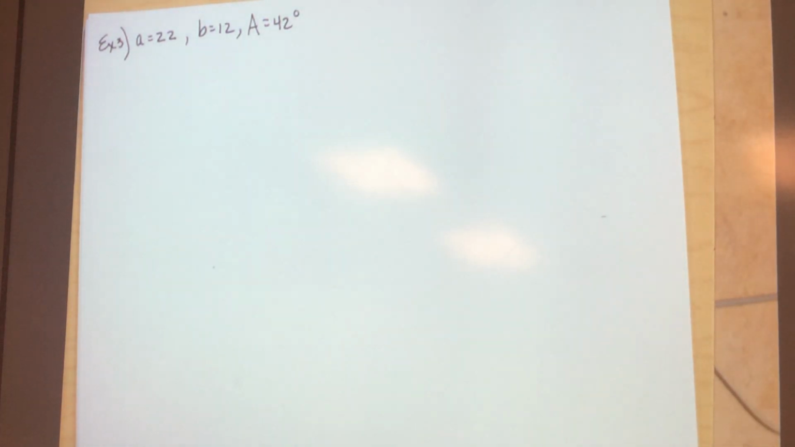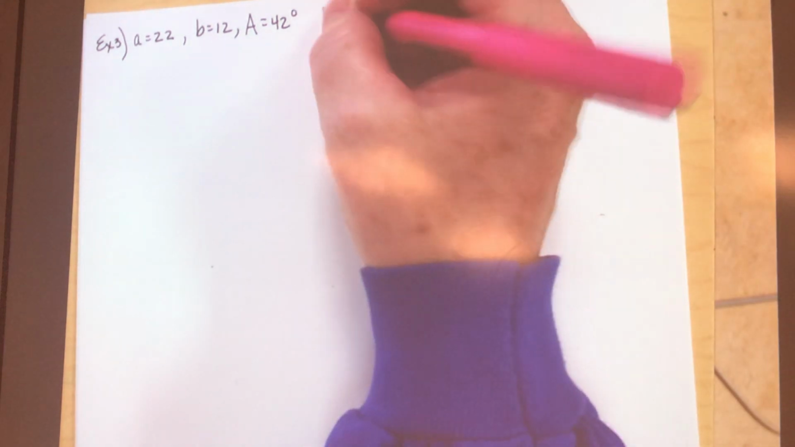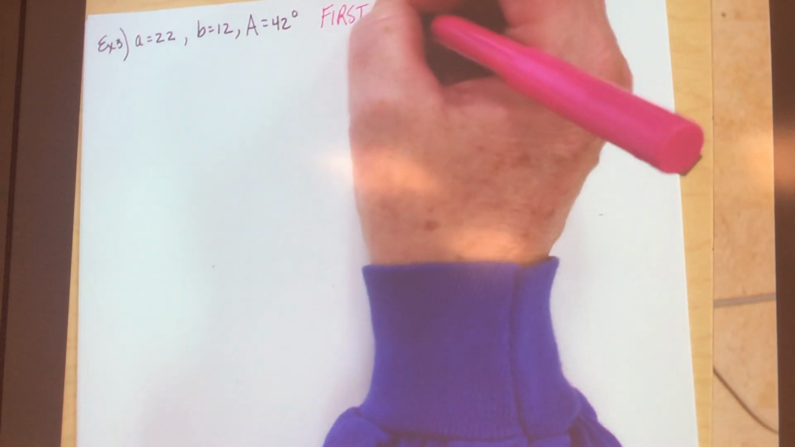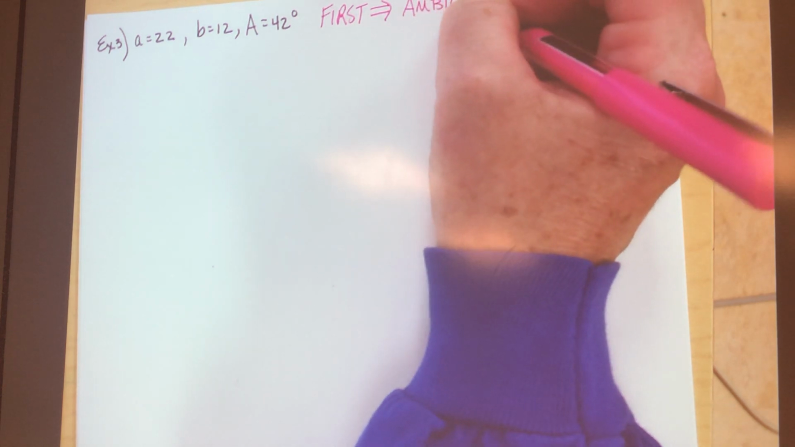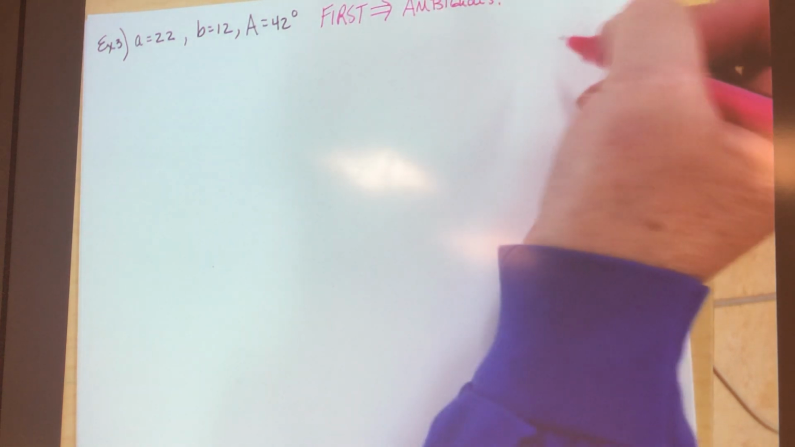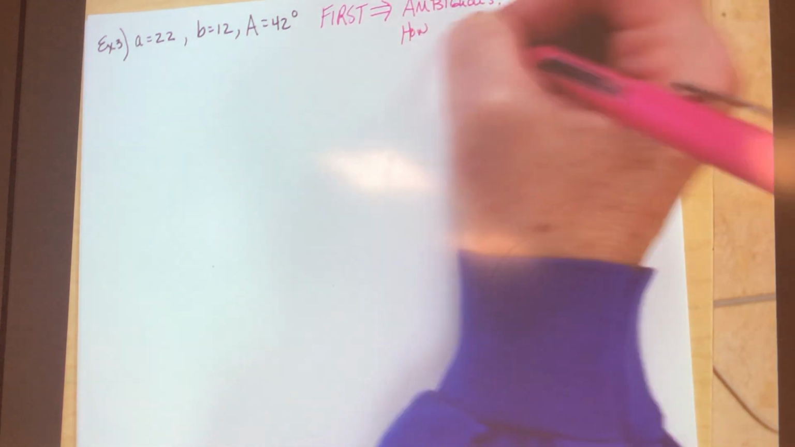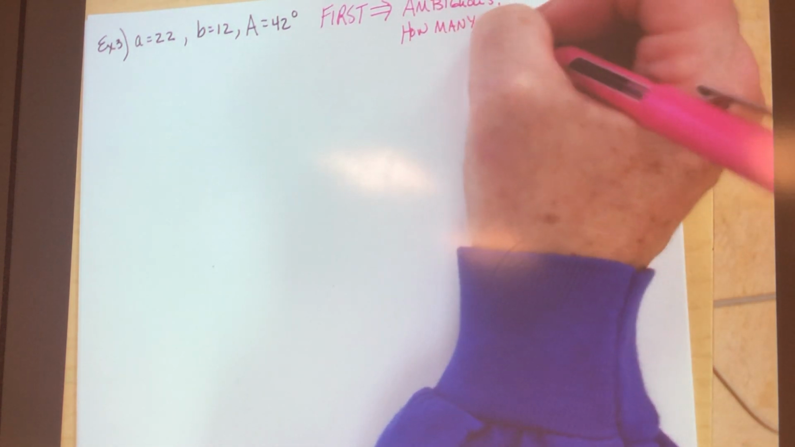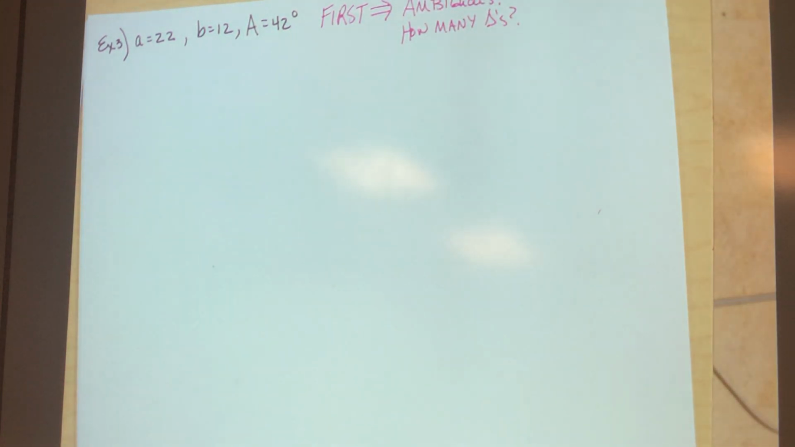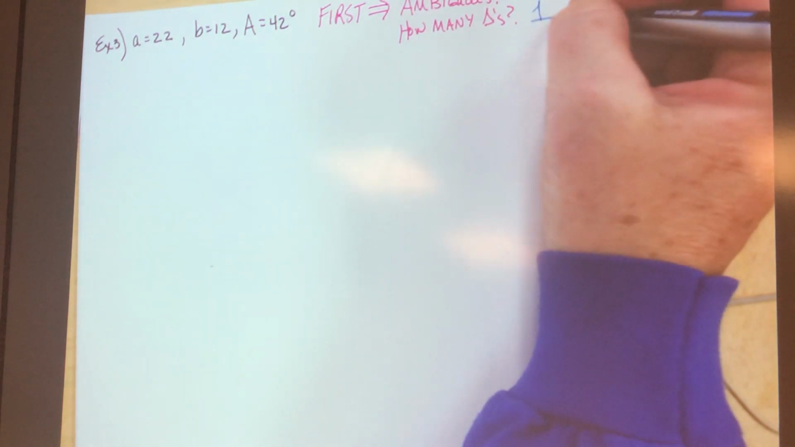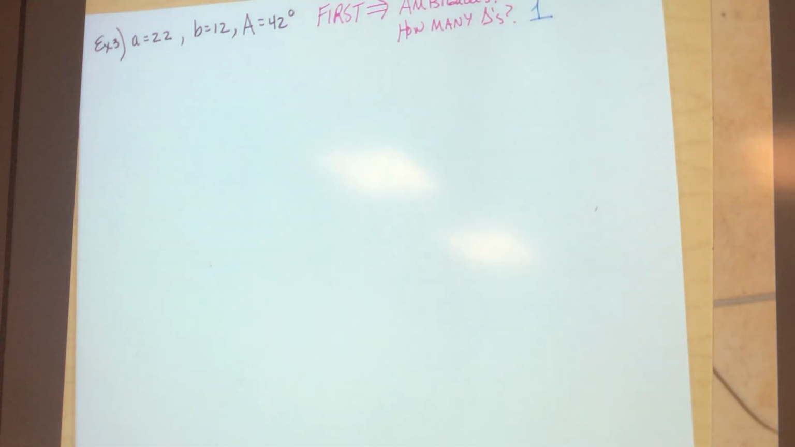Alright, so is it ambiguous? Yes. Do I need to find the height? No. How many triangles does it make? 1. Okay, so this is what I'm doing first. The very first thing I'm doing is, is it ambiguous? And how many triangles? Tomorrow, we're gonna do one that makes 2 triangles, but we're not today. So this makes 1 triangle, so that's pretty easy, that's just like what we've been doing.